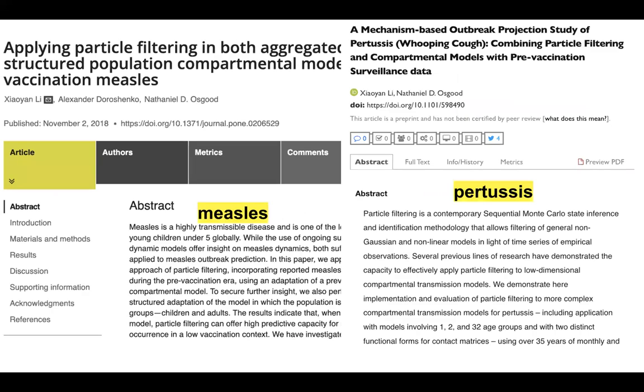And like Dr. Osgood introduced at the beginning, both of these works can be found online. The particle filtering model of measles is published in PLOS ONE, and the particle filtering model of pertussis can currently be found in the preprint repository bioRxiv.